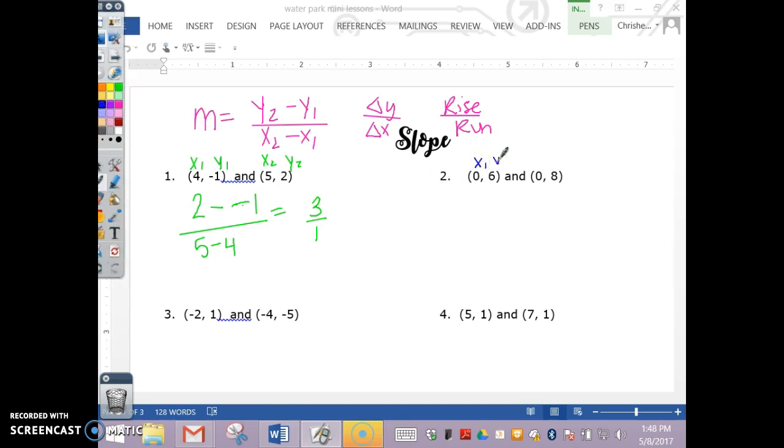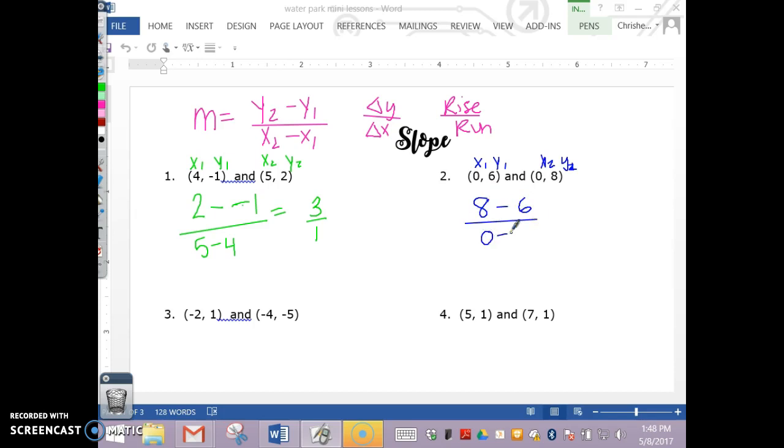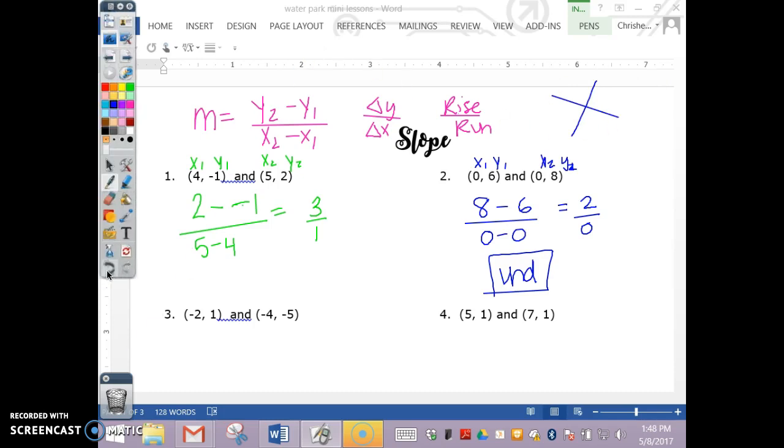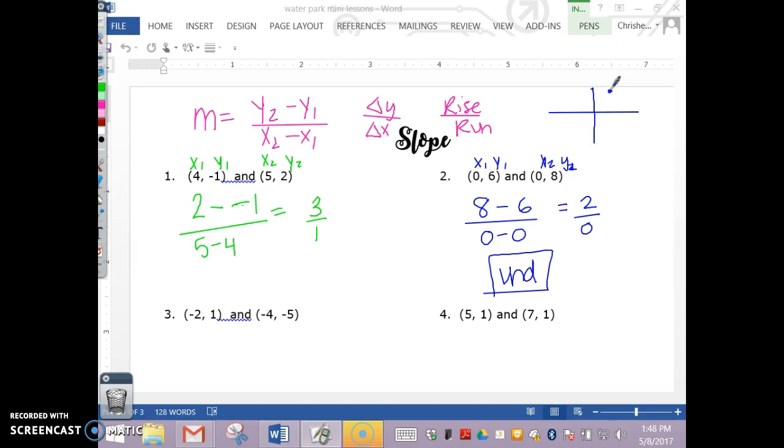You have x1, y1, x2, y2. So change in y over change in x. This would be undefined. We cannot divide by 0. So if I think about where these points would be, 0, 6 would be here, 0, 8 would be there, does not pass the vertical line test. Therefore, our slope is undefined.